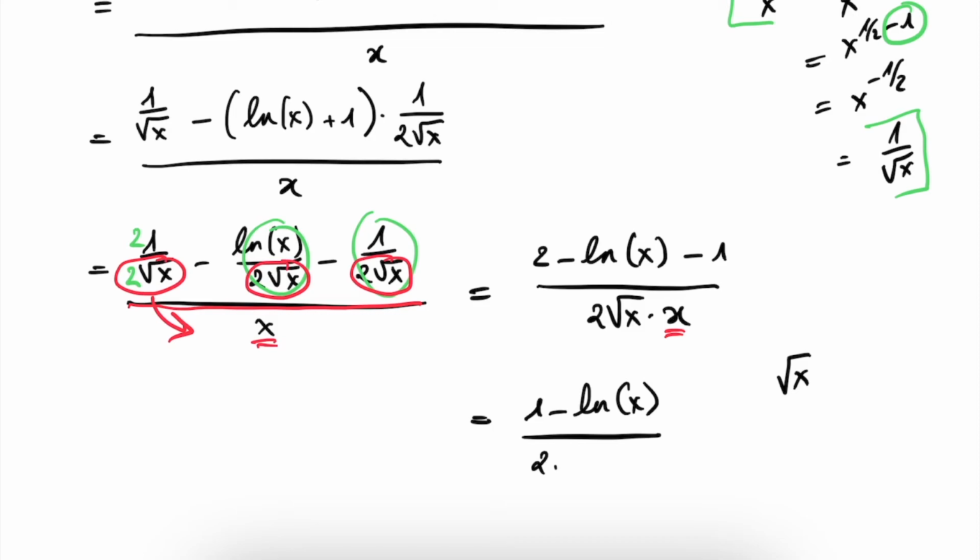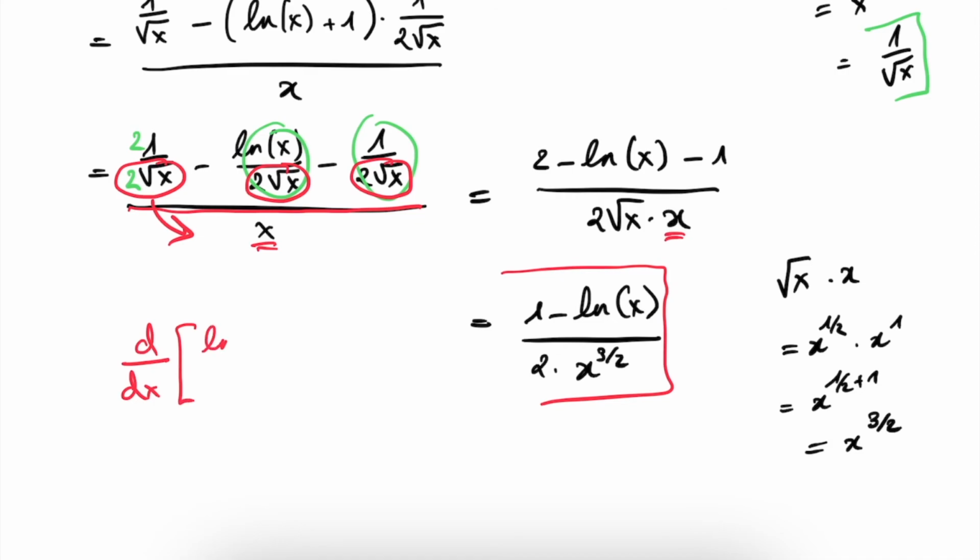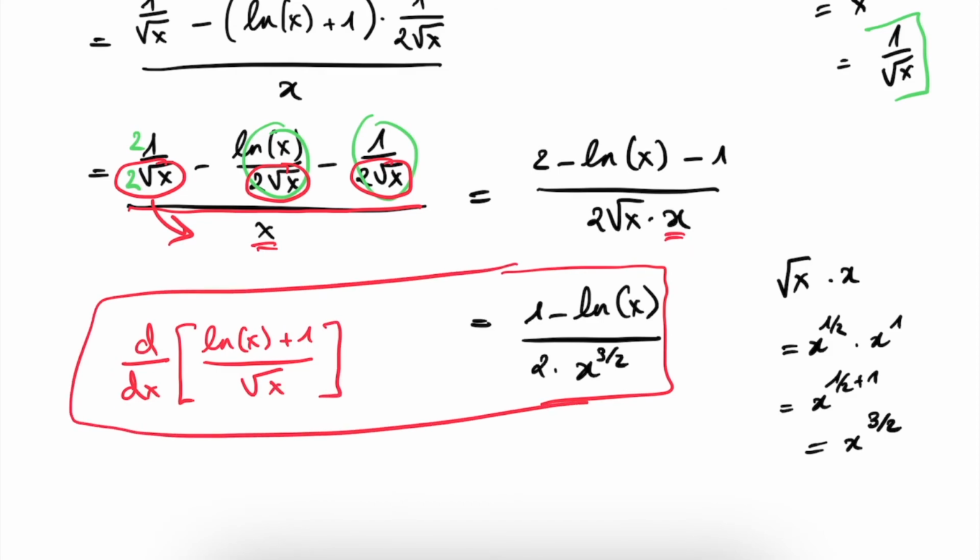So we have the square root of x times x, which is x to the power of 1/2 times x to the power of 1, which is x to the power of 1/2 plus 1, which is x to the power of 3/2. So we get here x to the power of 3/2. And this is our result. This is our actual result of, well, lest we forget, the derivative of ln of x plus 1 divided by the square root of x. So this is our result.